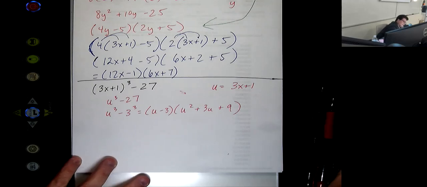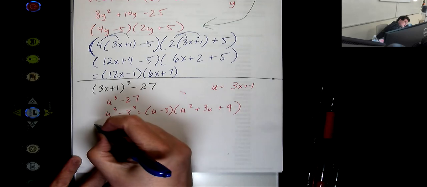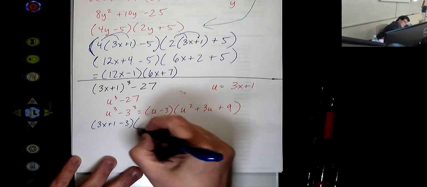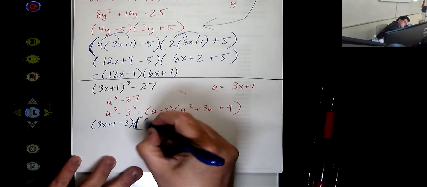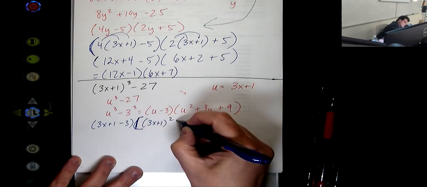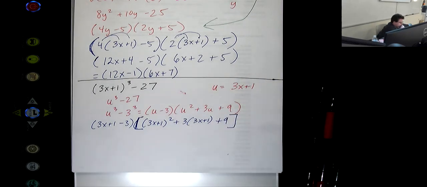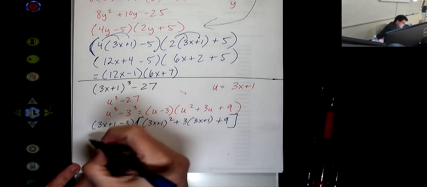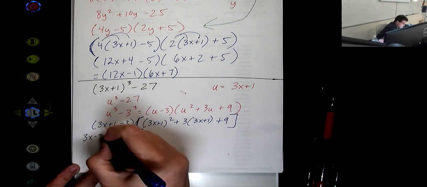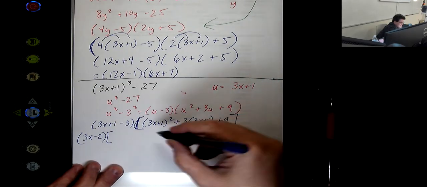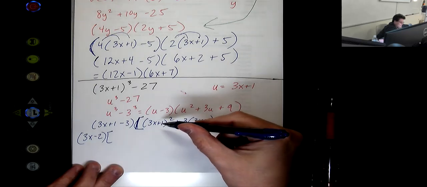But we didn't start with u, so we're not going to end with u. I've got 3x plus 1 minus 3 here. And here I've got, what is this? 3x plus 1 squared plus 3 times 3x plus 1 plus 9. And we generally want to write that all out. So this is going to be 3x minus 2. This one's got some work. And this does not turn into 9x squared plus 1.